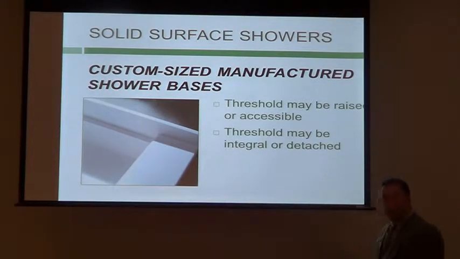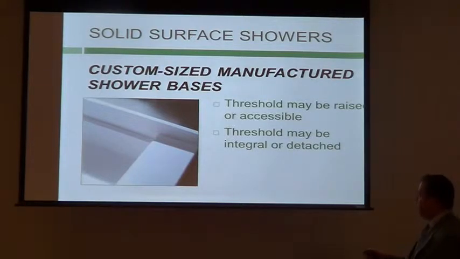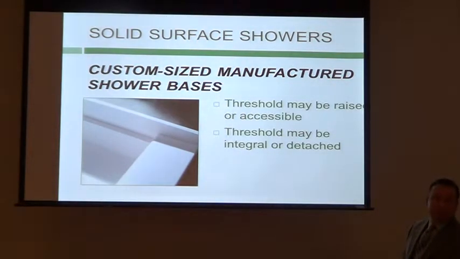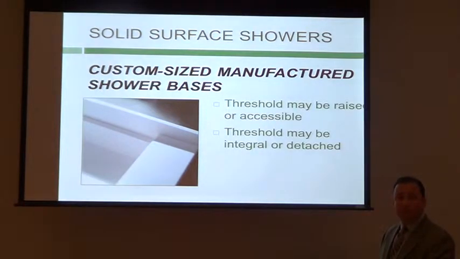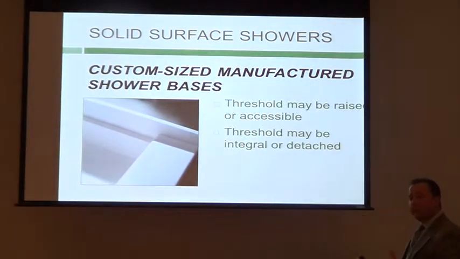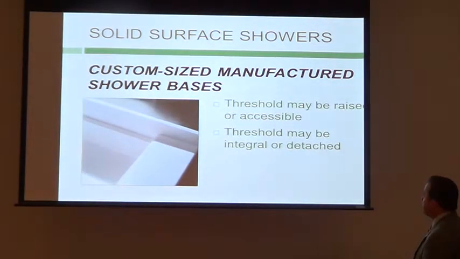But here again, as in the architectural community, you have the ability to dictate what you want that to look like. Could be 4 inches, 5 inches, 6 inches, so there's an advantage there. You're not locked into that mold shape, the waffle shape. When I'm making pancakes, I can make the size whatever you choose. Again, that threshold could be integral or detached.